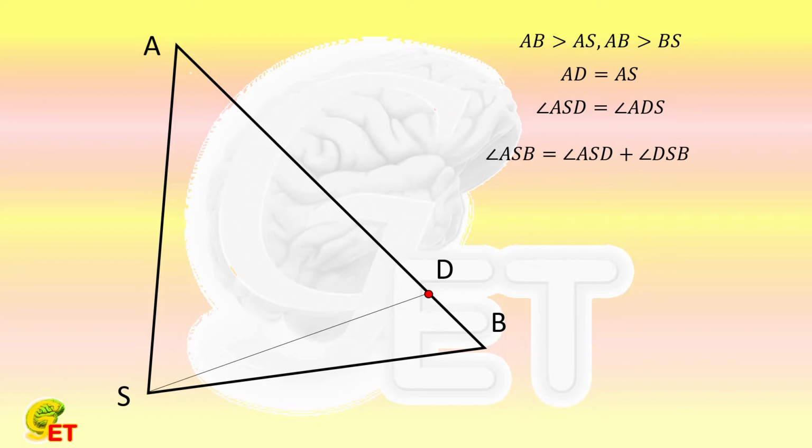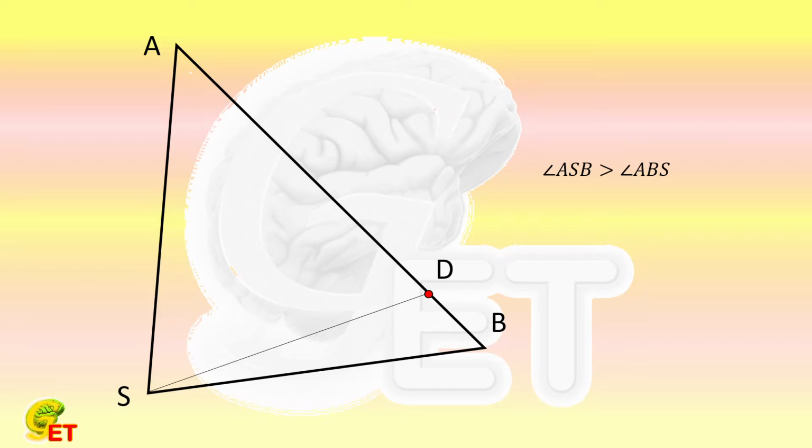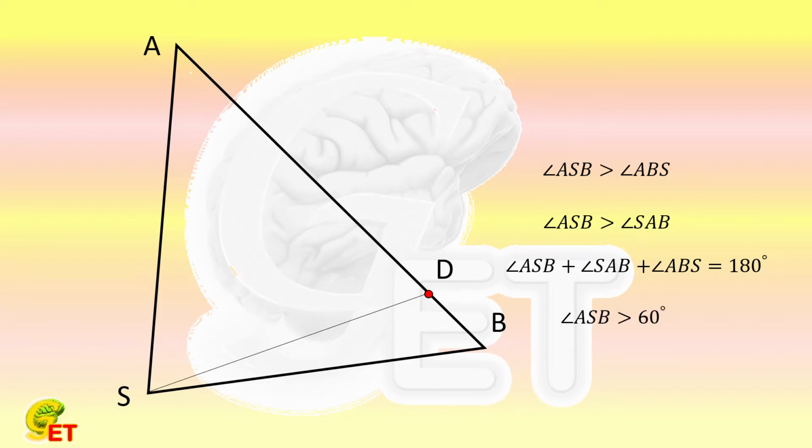At the same time, the exterior angle ADS of the triangle SDB is equal to the summation of the two interior angles ABS and DSB. Therefore, we know that angle ASB is bigger than angle ASD, and angle ADS is bigger than angle ABS. So the angle ASB is bigger than the angle ABS. In the same way, it can also be obtained that the angle ASB is also bigger than the angle SAB. The summation of the three interior angles ASB, SAB and ABS of a triangle is 180 degrees. Then the largest angle ASB must be bigger than 1/3 of 180 degrees, that is, 60 degrees.